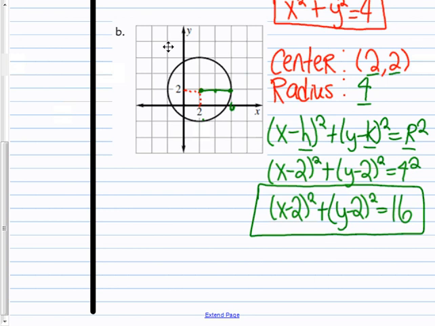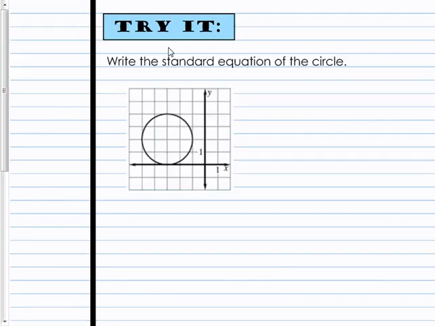We will do the try it in class together. If you want to try it on your own, that would be great. You'll be a little bit more prepared, but we'll try that one in class together.